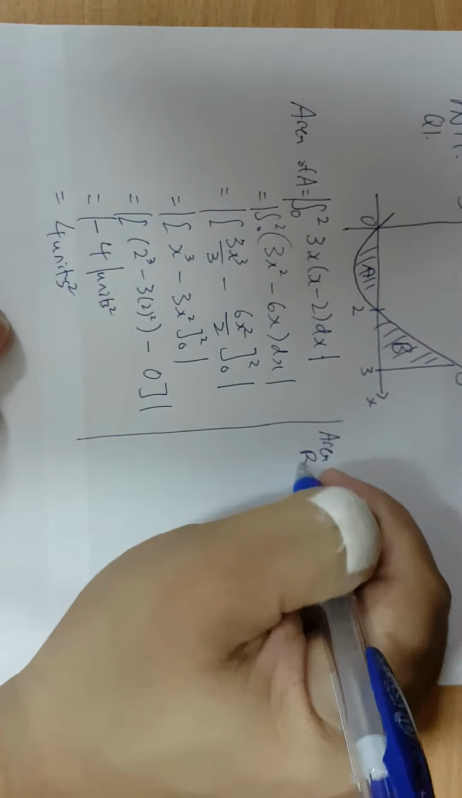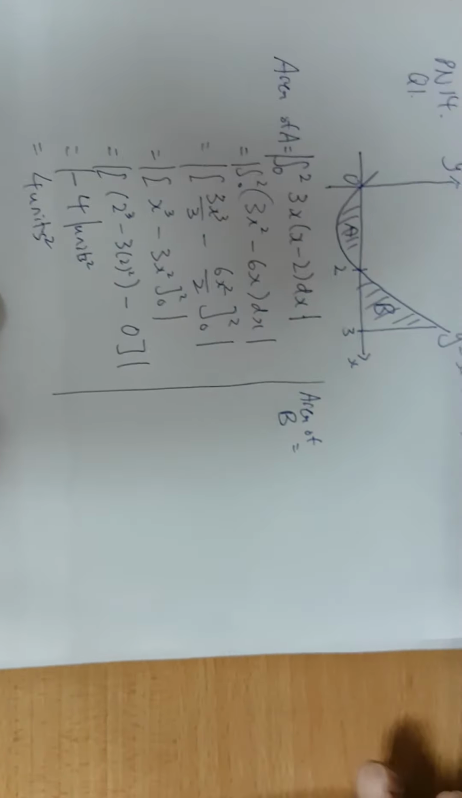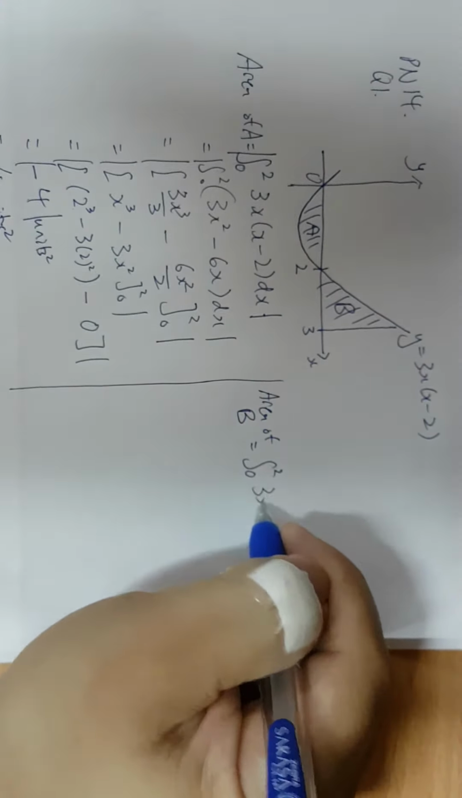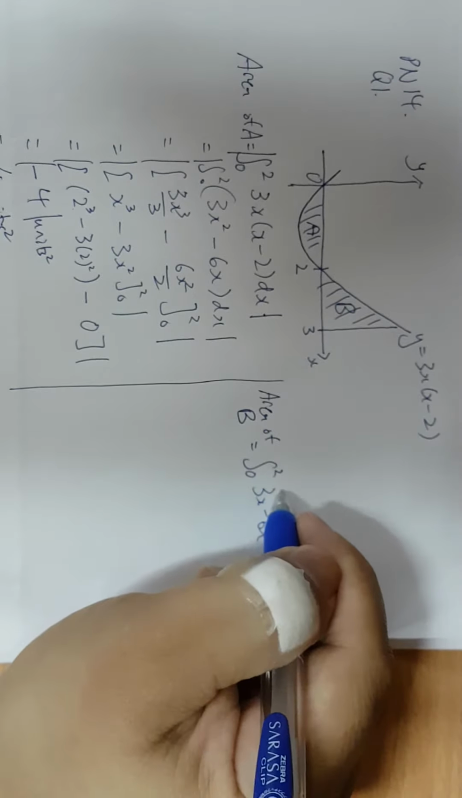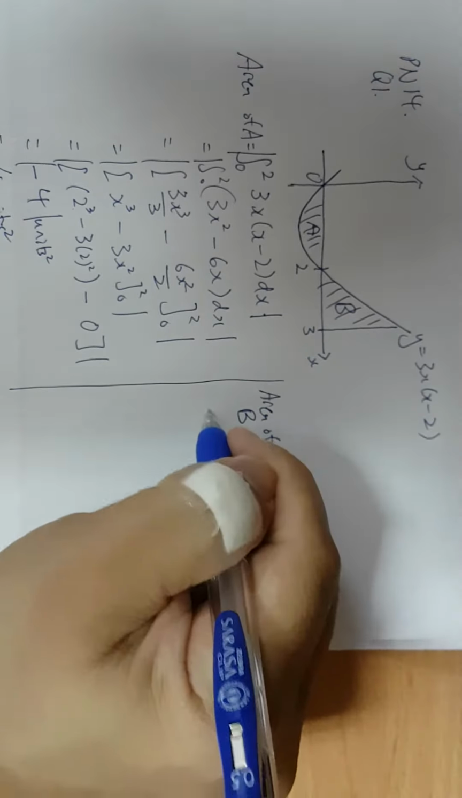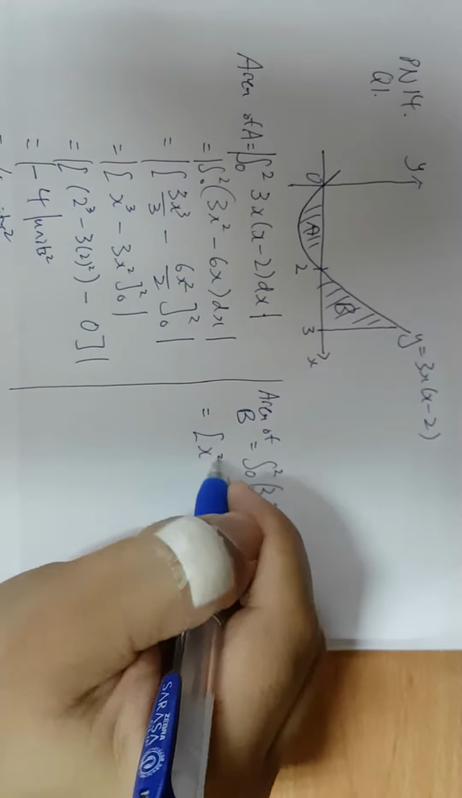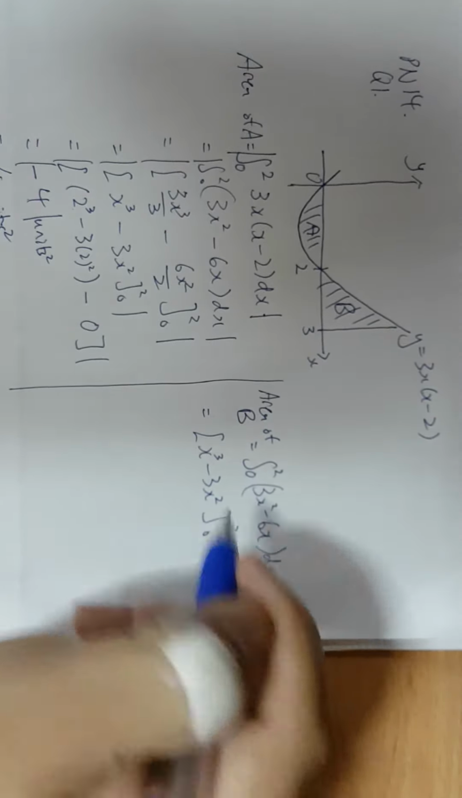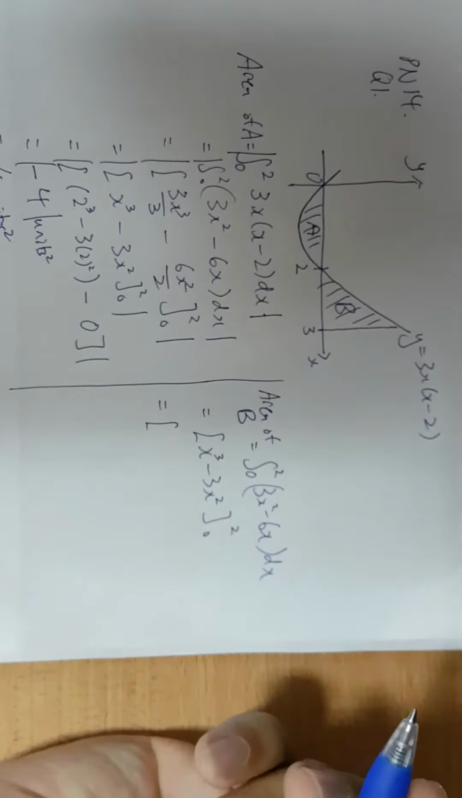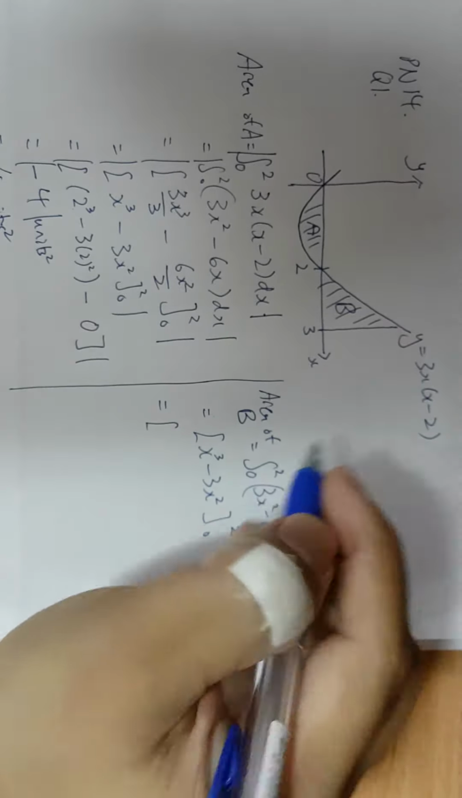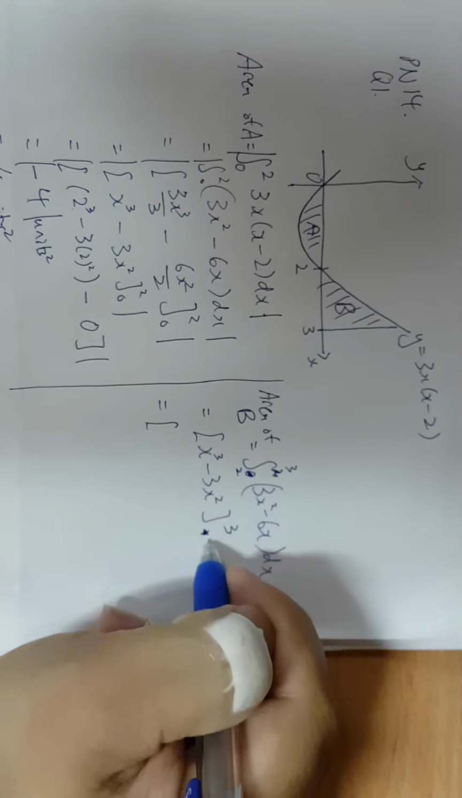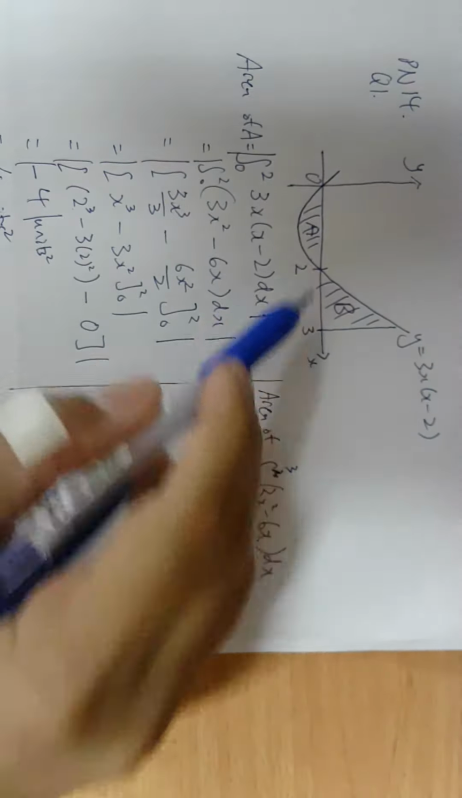You can see the area of B is above the x-axis. So the integral of 3x squared minus 6x. Same thing, so it will be x cubed minus 3x squared. Sorry, it's not 0 to 2, it's 2 to 3, because now you're integrating from 2 to 3.